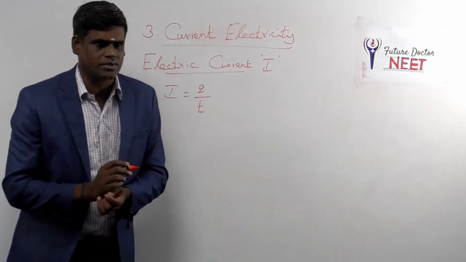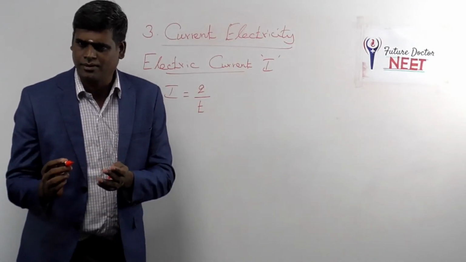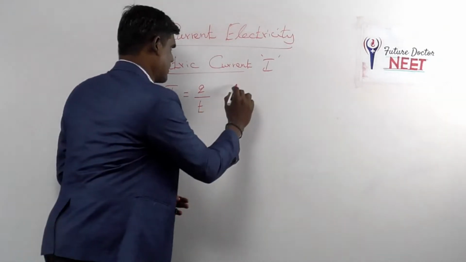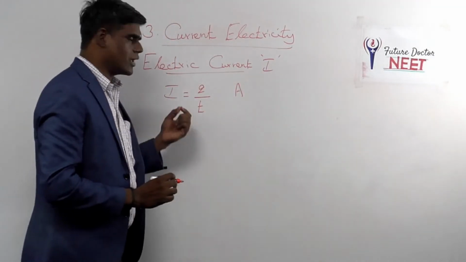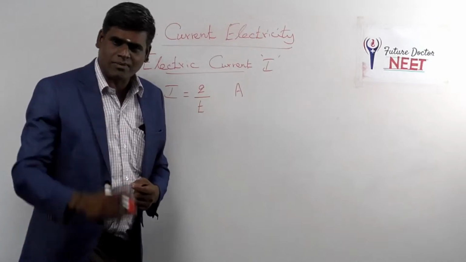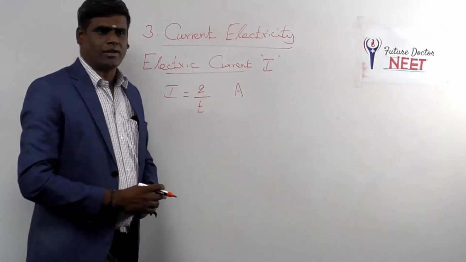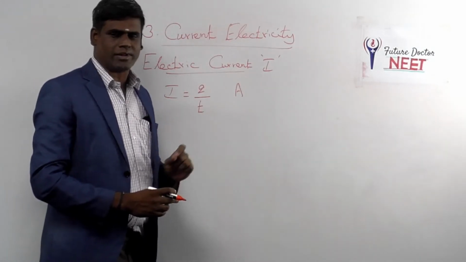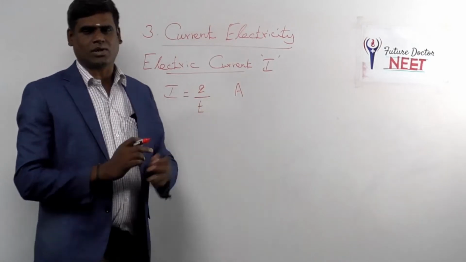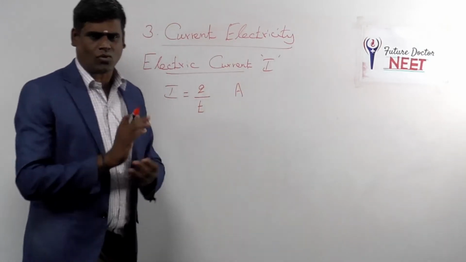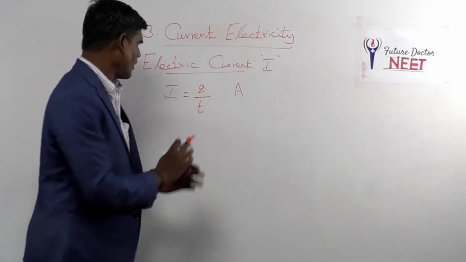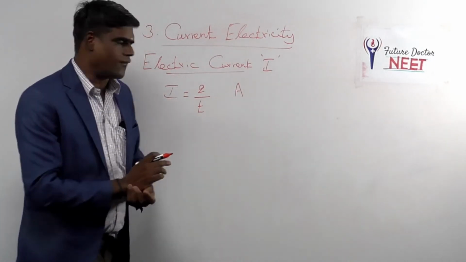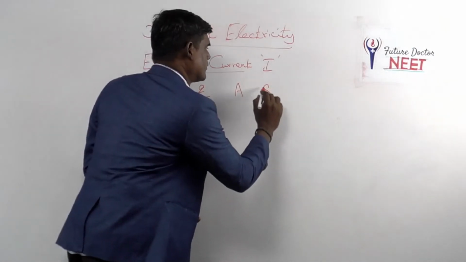What is the unit of current? Ampere, yes, ampere is the unit of current. And already we have discussed in chapter 2 in +1, fundamental quantity and derived quantity. Current comes under fundamental quantities. So I equal to Q by T, and this is the formula for steady current.